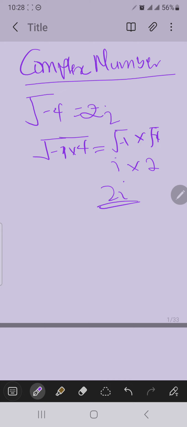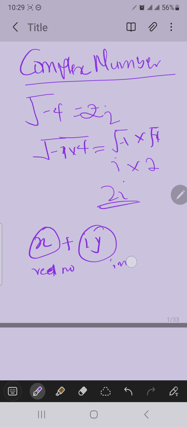Now, in complex numbers, we have two components: x plus iy. This x is the real number, and this iy is the imaginary number, and that's all. Real number and imaginary number. In complex numbers you can use i or j, but these are not for your level. Students that are going to do advanced maths will know what I'm talking about.